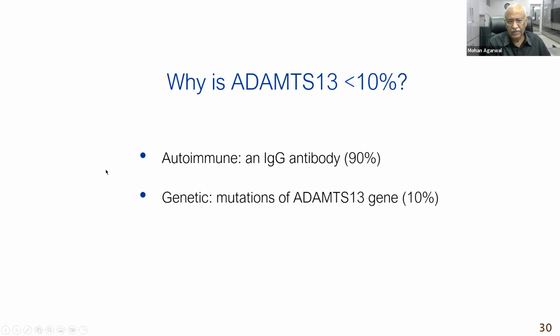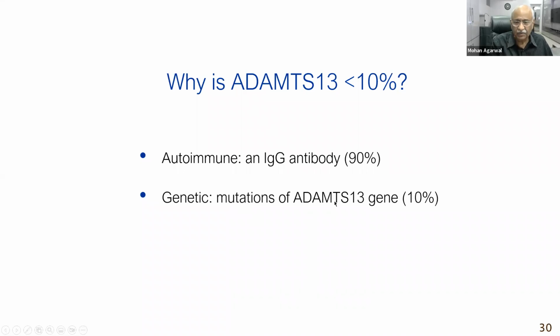So this disease is an autoimmune disease. If you got ITP, there is antibody against the platelet. If you got SLE, there is antibody against the nucleus. Now, this is an autoimmune disease where there is an antibody produced against this enzyme ADAMTS13. This is an IgG antibody, which is responsible for 90% of patients of TTP. In 10% of patients, there is no antibody, but genetically, the ADAMTS13 gene is mutated.